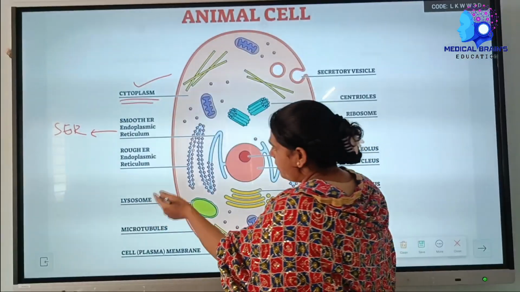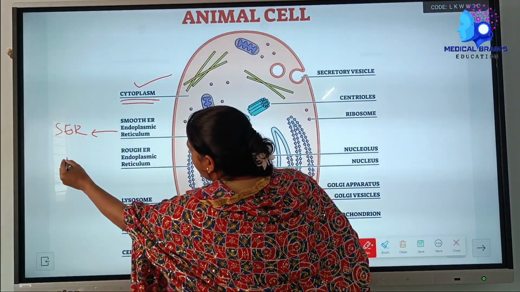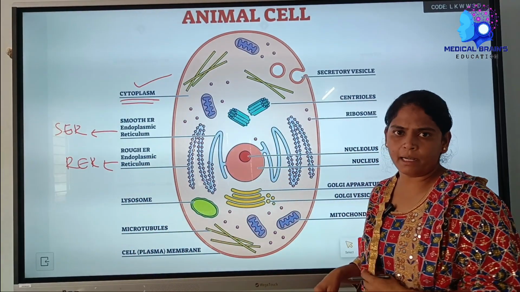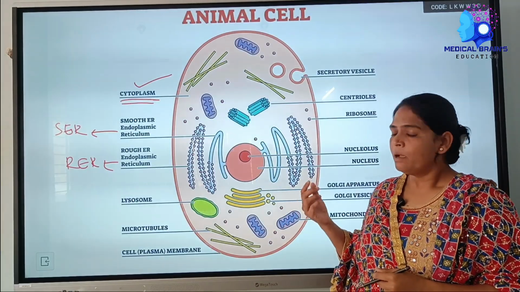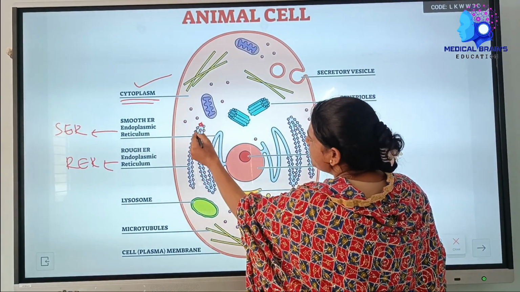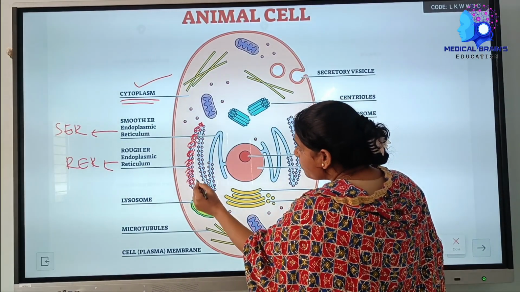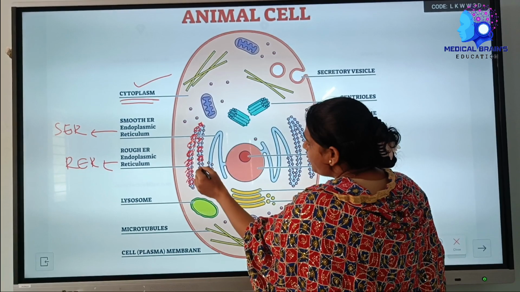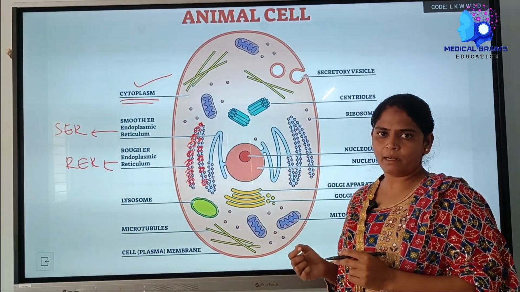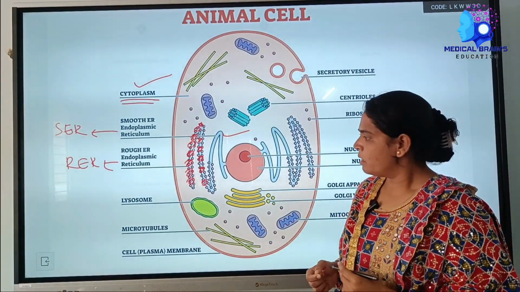And beside or behind your SER, your RER is there. See, rough endoplasmic reticulum. It means the presence of ribosomes. You can see here, these bead-like structures are the ribosomes, which are on the surface of the endoplasmic reticulum. If they are present, it is considered rough endoplasmic reticulum. If they are absent, it is considered smooth endoplasmic reticulum.